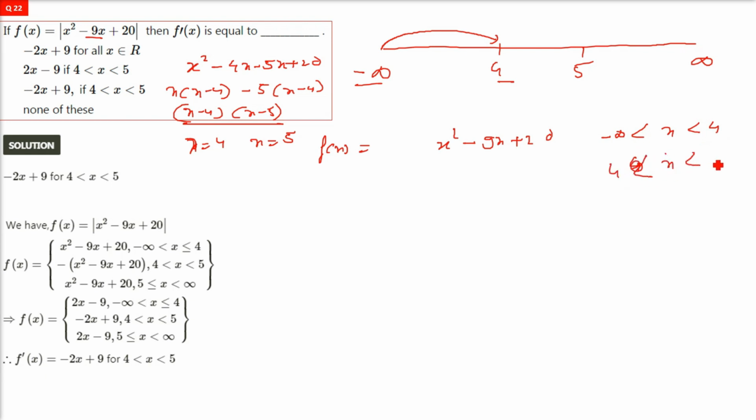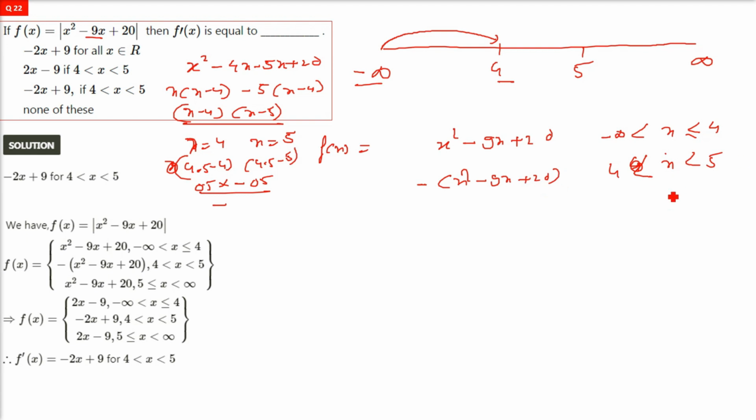The second interval is 4 to 5. Again put any value, just put 4.5 for example. 4 and 5 are not inclusive, please remember. So x minus 4 is 4.5 minus 4, which is 0.5, and x minus 5 is 4.5 minus 5, which is minus 0.5. We are not concerned with the number, we are concerned with the sign. So it will be negative of x squared minus 9x plus 20.